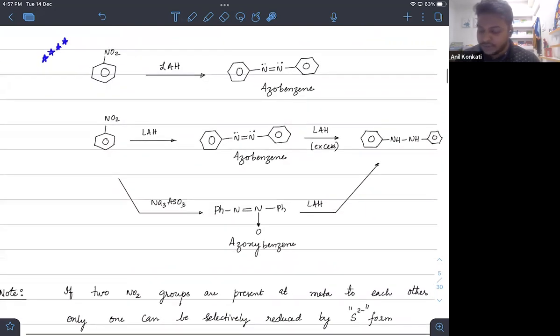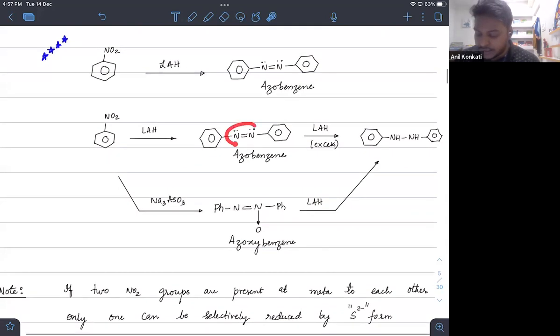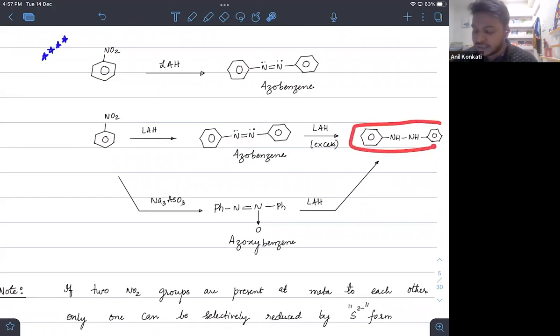In case you use an excess amount of lithium aluminum hydride, then this double bond also will get reduced to form NH and NH. But typically this is not what you're supposed to write as the final product, because it's not usually mentioned to use excess. Usually the product you should always write is azobenzene only.